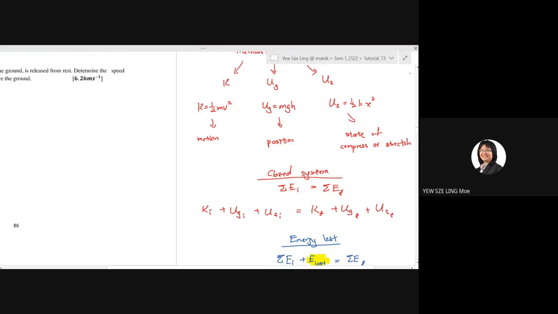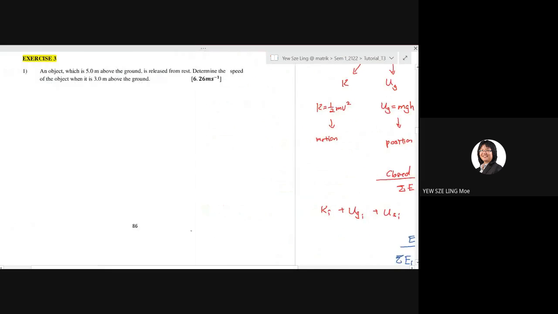So now let us go back to the first question. Very simple question. An object which is 5 meters above the ground is released from rest. Okay, from rest, the term itself is very important. And then determine the speed of the object when it is 3 meters above the ground. So this question is a bit tricky. Why? Because usually we calculate the object before you drop it and the object when it reaches the ground. But for this question, this is the initial position, which is 5 meters. It wants you to calculate the speed at 3 meters from the ground. Means that it hasn't reached the ground yet.